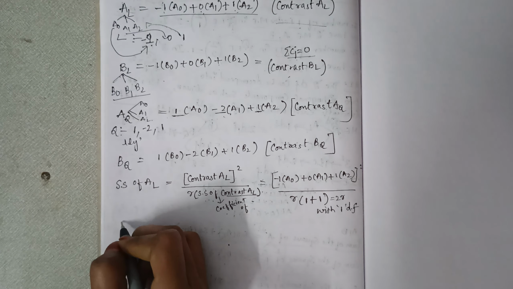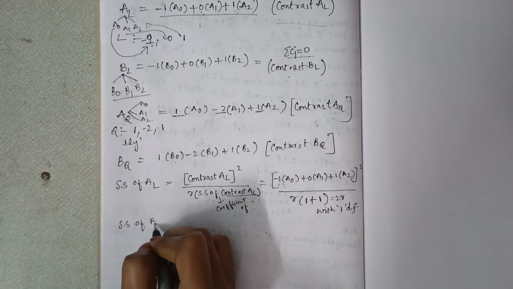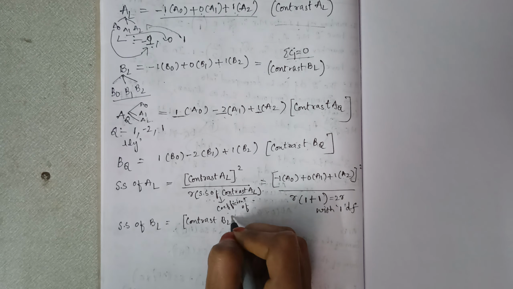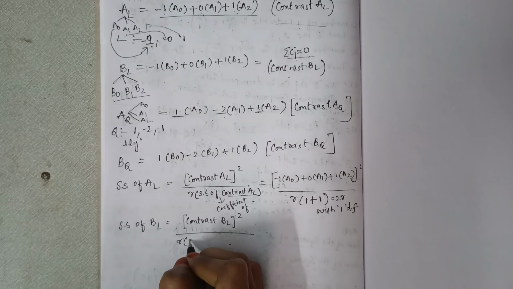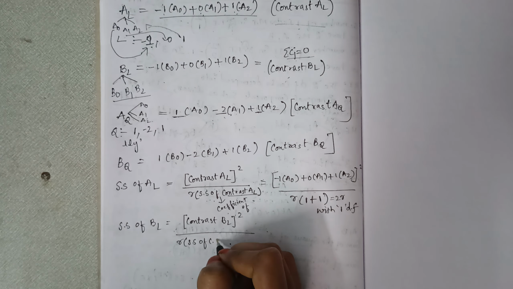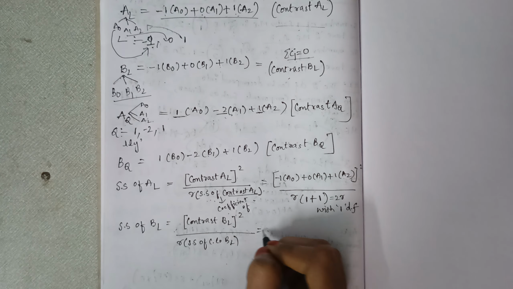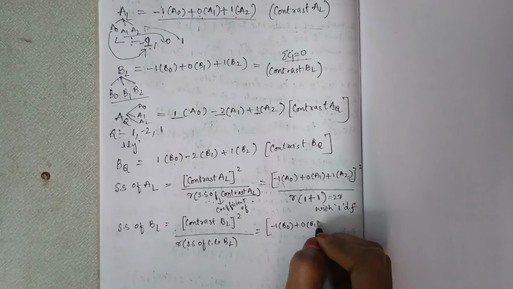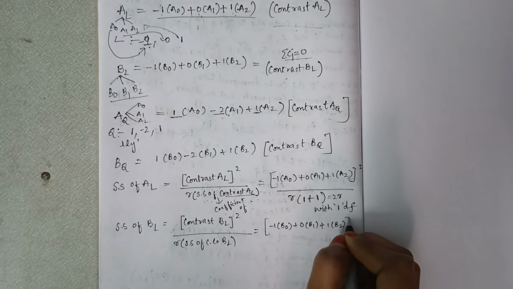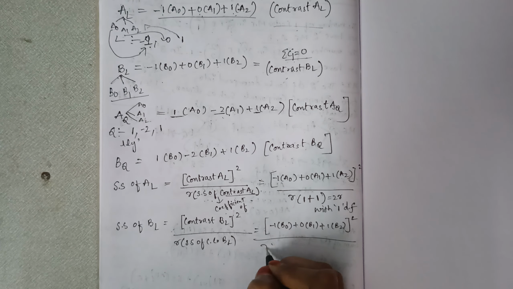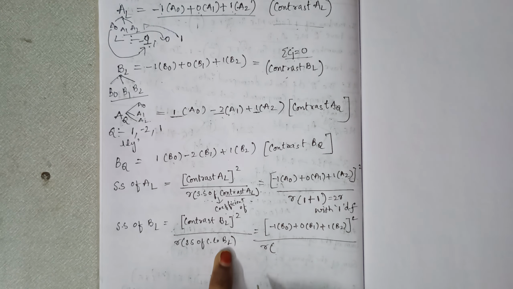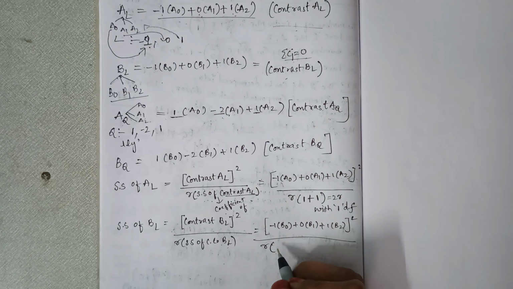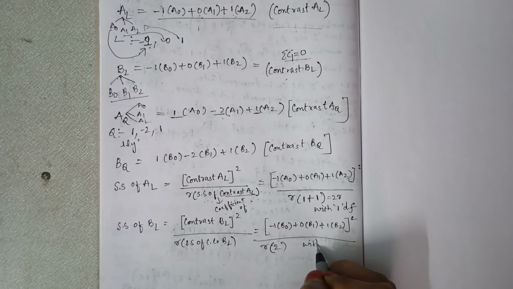In the same way, the sum of the squares of BL, that is contrast BL whole square by r into the sum of the squares of coefficients of contrast BL, that is -1 into B0 plus 0 into B1 plus 1 into B2 whole square by r into BL యొక్క కోఎఫిషియెంట్స్ ఏంటి, సేమ్ కదా, -1 0 1 and again we will get 2r with 1 degree of freedom.